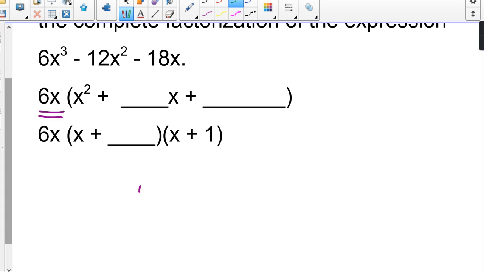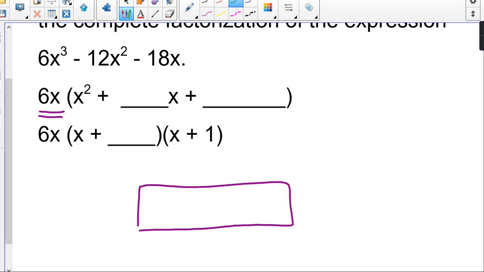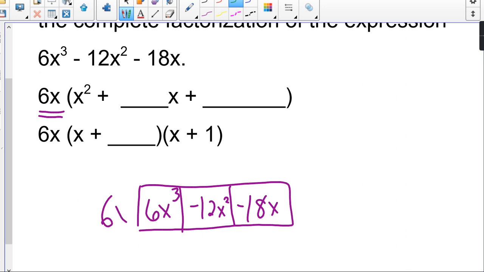So this is when I draw the long box, we call it, okay? The long rectangle, just one row. Just putting all those terms in exactly as we see them: 6x cubed minus 12x squared minus 18x. This is what we do when we're just looking for our greatest common factor. No complicated factoring a quadratic. Just what's the greatest common factor we're able to pull out of all of this? 6x.